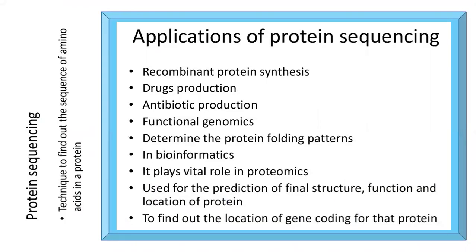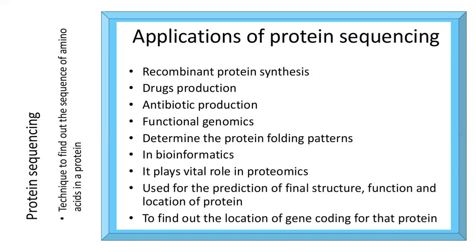Speaking about the applications of protein sequencing, what exactly is protein sequencing? It is a method by which we can find out the sequence of amino acids present in a particular protein. Once we understand the sequence in which these amino acids are present in the protein, that could help us in understanding or predicting how this protein could achieve its final structure. Once we know the structure, we can elucidate the function of that particular protein or the location of that protein in the organism, and it can also help us find out the location of genes which are coding for that particular protein.